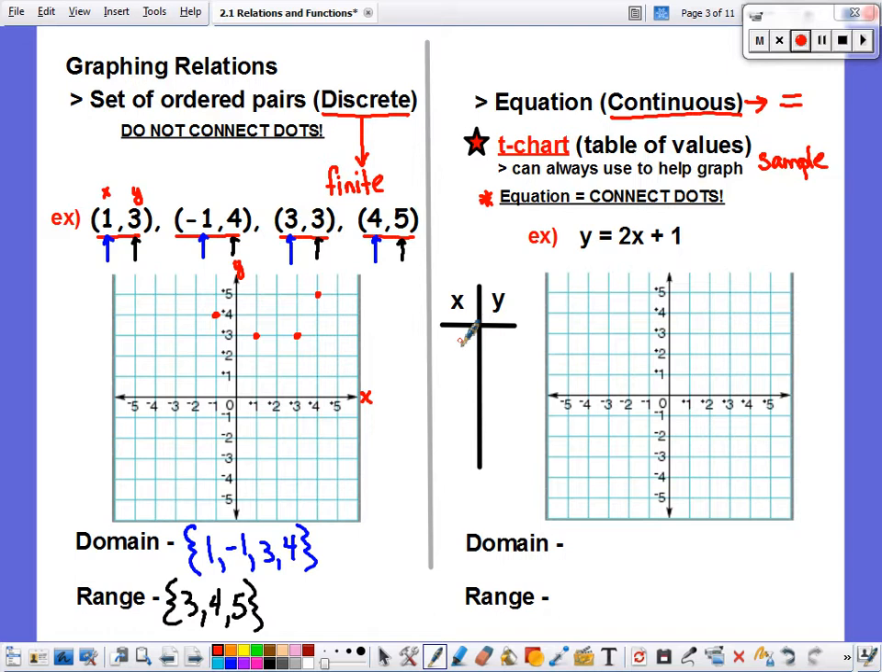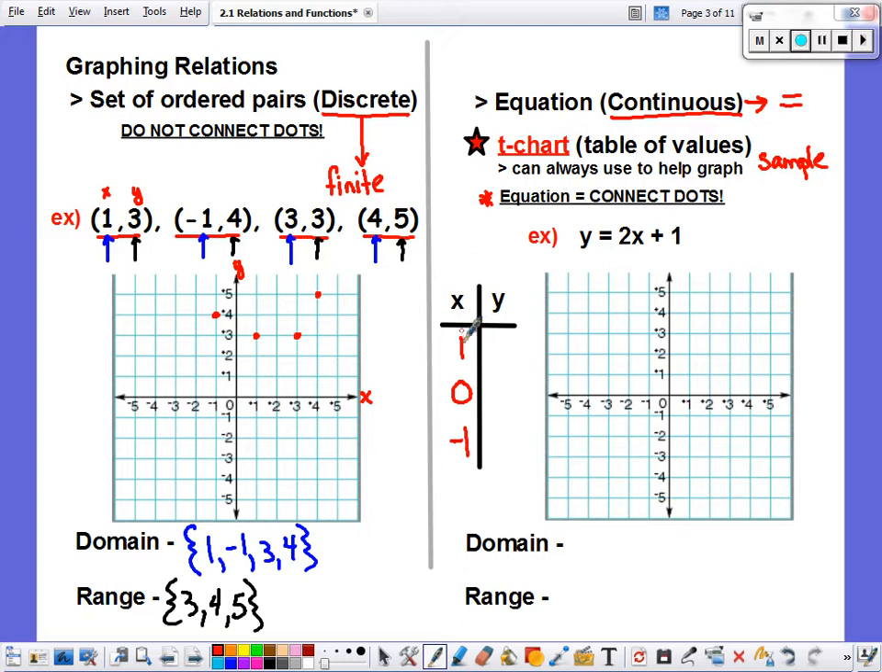We take maybe a positive, let's do 1, and then maybe 0 and then maybe -1. I encourage you to use 3. You only need 2 for a linear equation, but if you make a mistake, you'll never know it. So I encourage you to use 3 points. It doesn't matter which 3, you just pick whatever 3 you want.